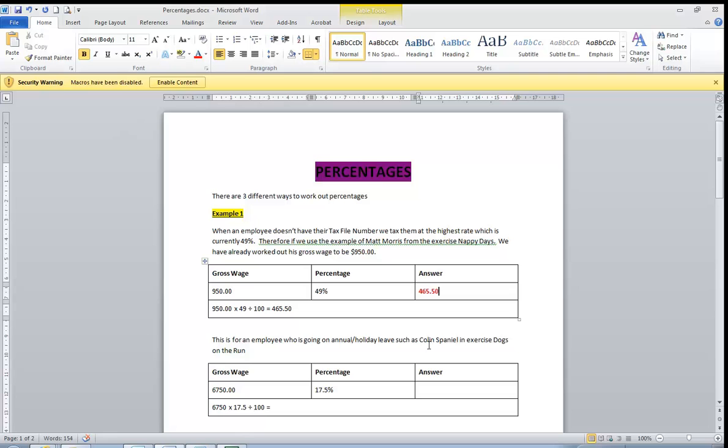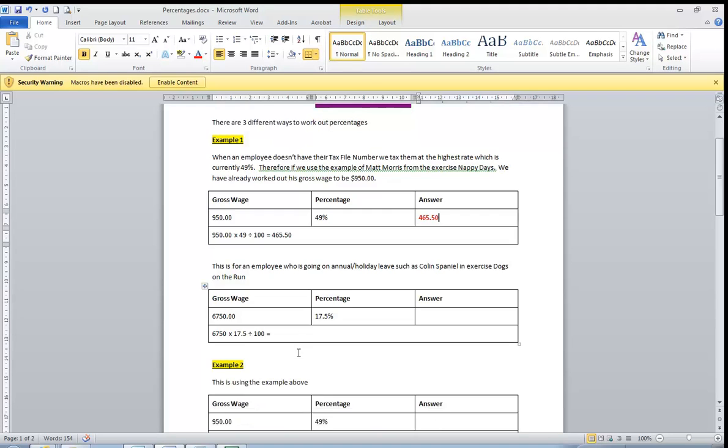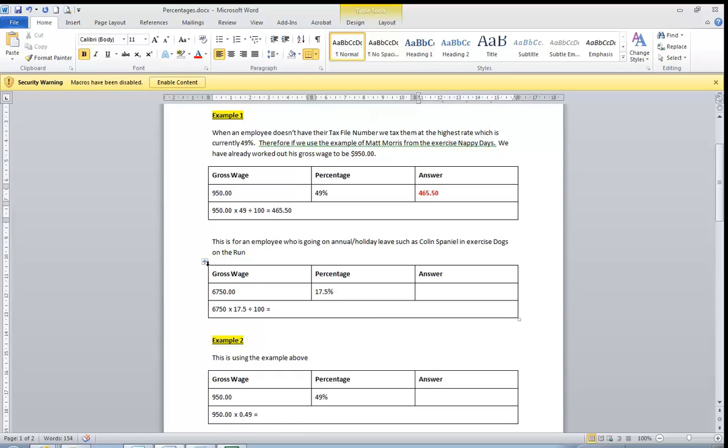Now for example 2, we have an employee who is going on annual or holiday leave, such as Colin Spaniel in the exercise Dogs on the Run, and we've worked out his gross wage to be $6,750, and the annual leave loading at the moment is 17.5%.